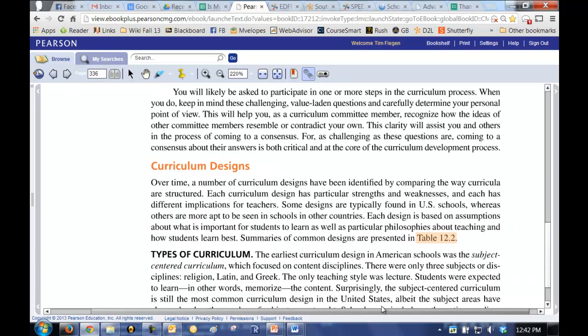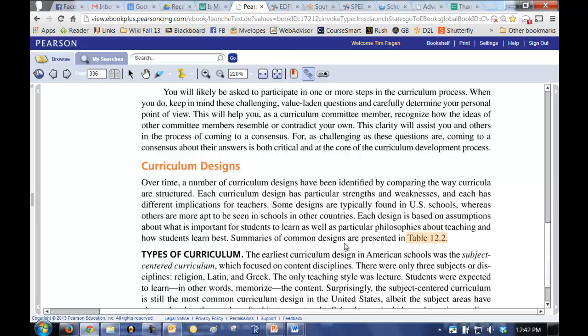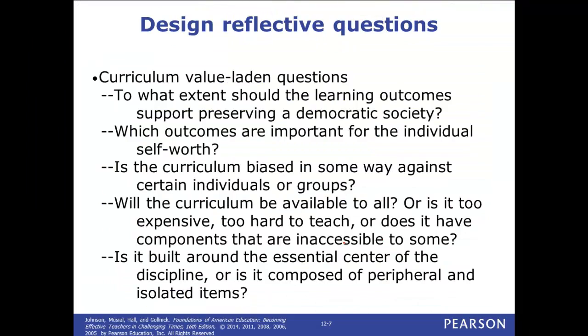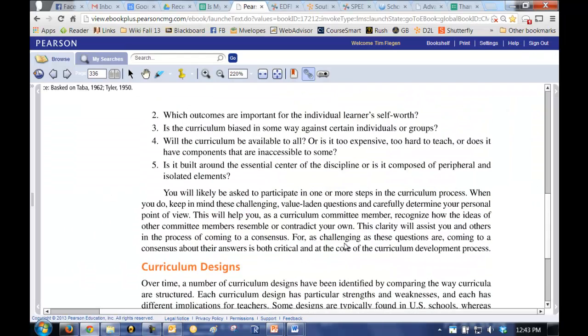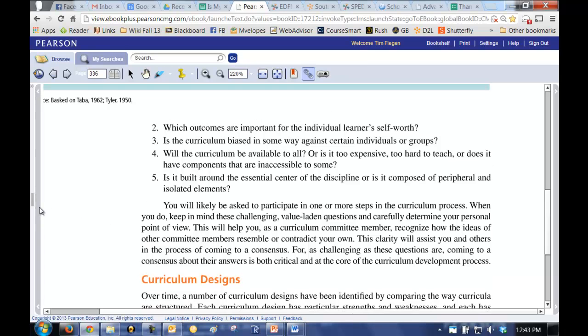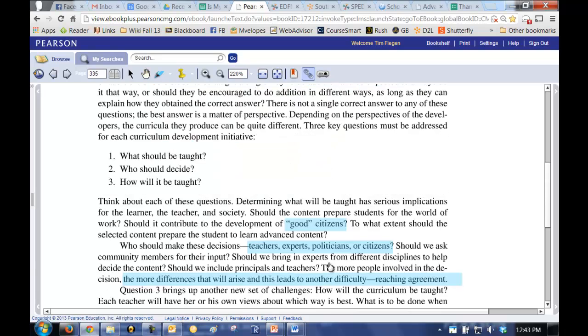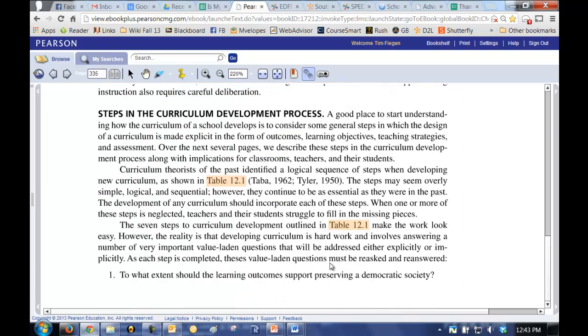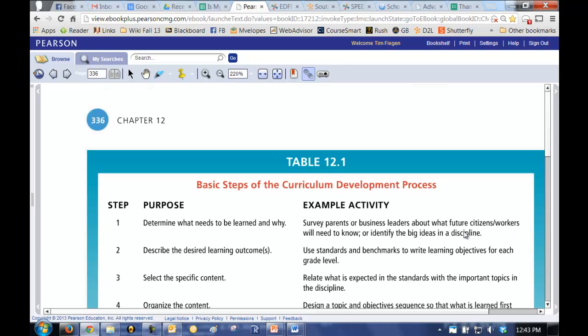And what are curriculum designs? Well, the different types of curriculums. These are reflective things. Very interesting here on these reflective ones.